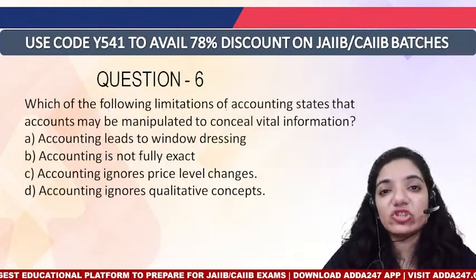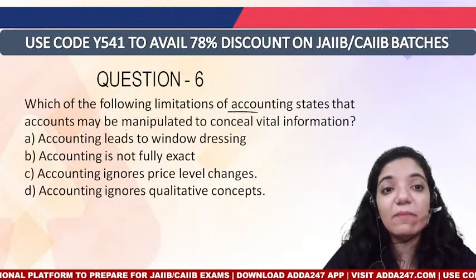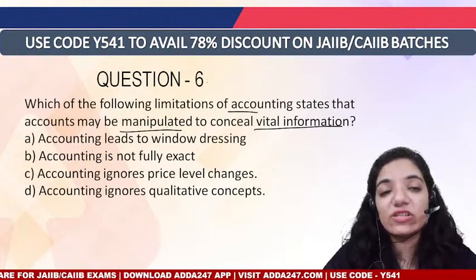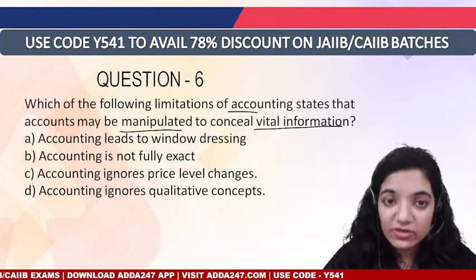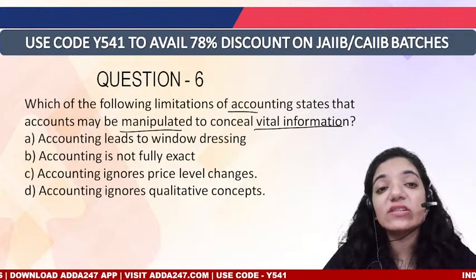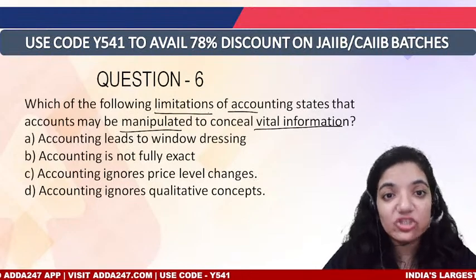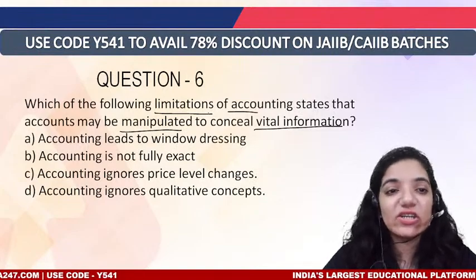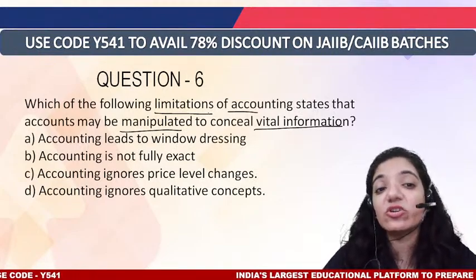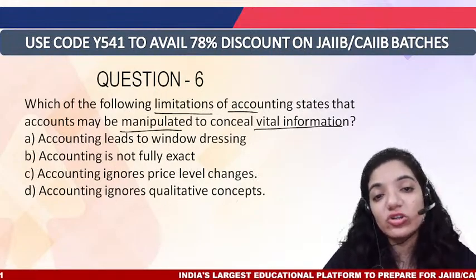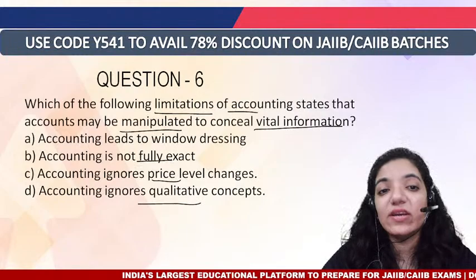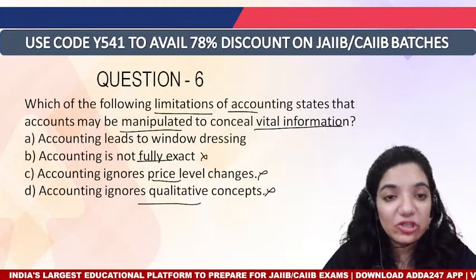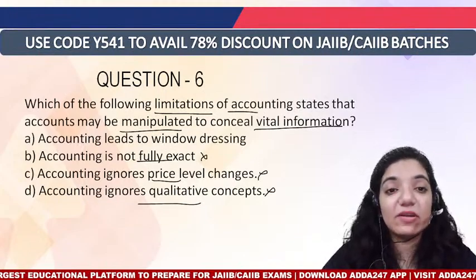Which of the following limitations of accounting states that the accounts may be manipulated to conceal the vital information? See, in the accountancy area, there are many frauds which have been happening at the international level as well as the national level. There are certain things that has been happening, that limitation has led to these scams that are happening every single day. So the options are: accounting leads to window dressing, accounting is not fully exact, accounting ignores price level changes, and accounting ignores qualitative concepts. These other things really do not make a major chunk of the manipulation part. The manipulation is basically affected by the window dressing.